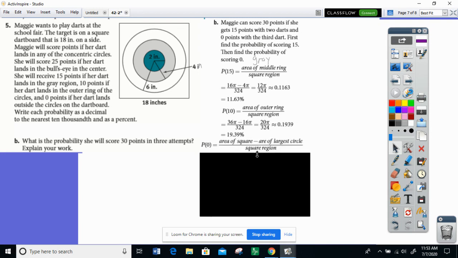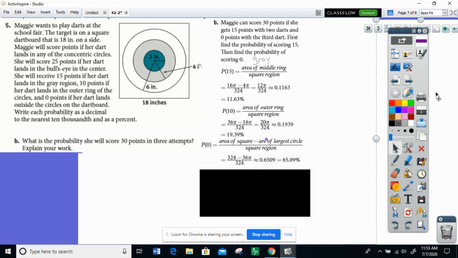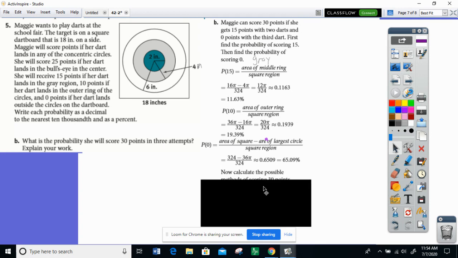And then what's the probability that she gets no points? Well, the probability of no points would be the area of the square minus the area of the largest circle, divided by the area of the whole square region. So that would be 324, the total area, minus, we don't want her to land anywhere inside this circle, so minus 36 pi. Comes out to be about 0.6509, which is 65.09%. So now we have to think about the different possible ways that she can get 30 points.